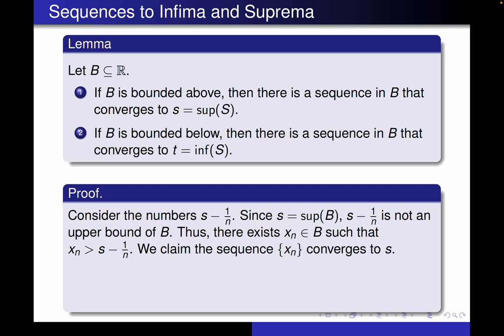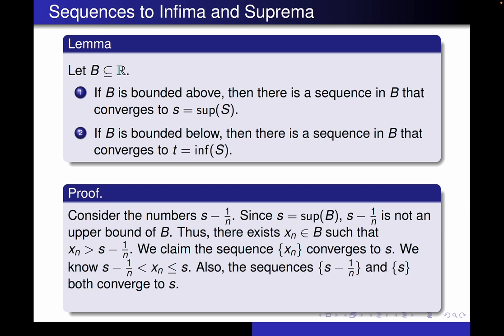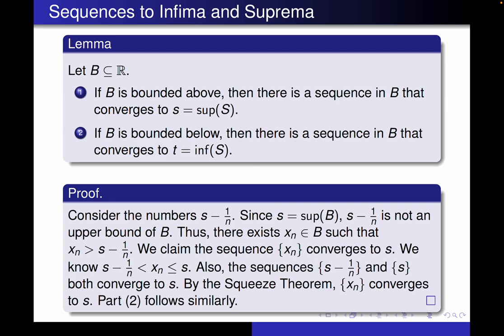And our claim is that the sequence xn converges to s, and that turns out to be super easy once you try to use the squeeze theorem. Because we know that xn is less than or equal to s. After all, s is an upper bound for B. We know xn is greater than s minus 1 over n. That's how we defined xn. And the sequences s minus 1 over n and just the constant sequence s both converge to s. By the squeeze theorem, xn also converges to s, and that completes the proof.